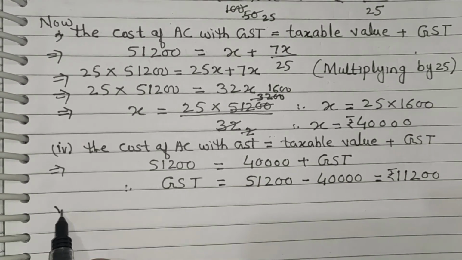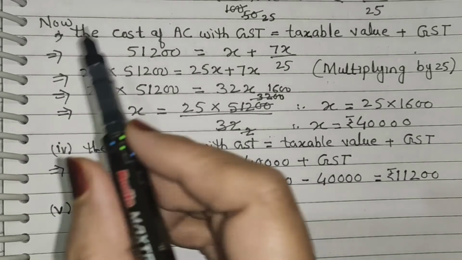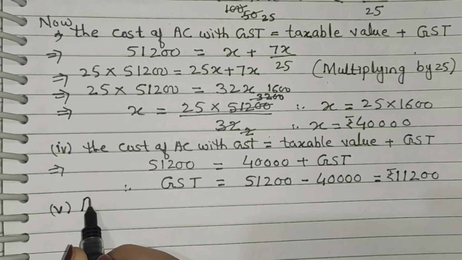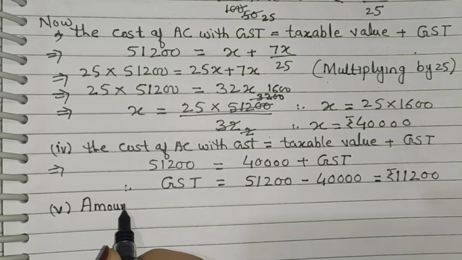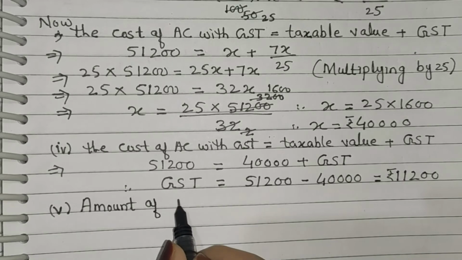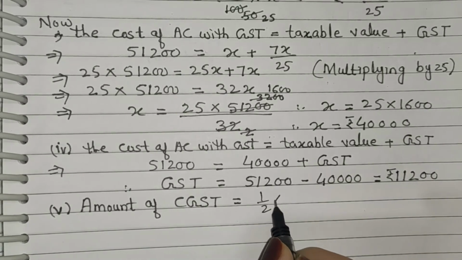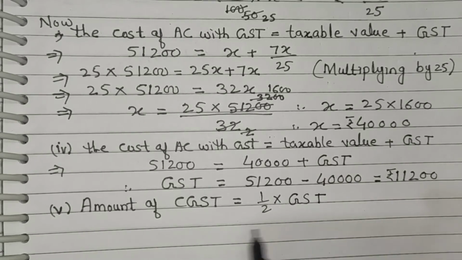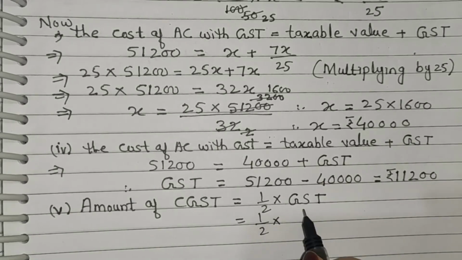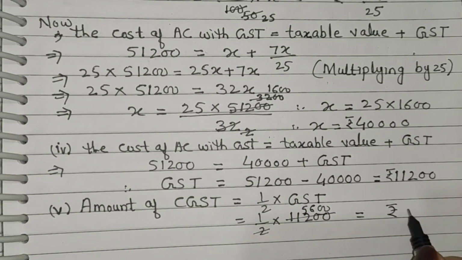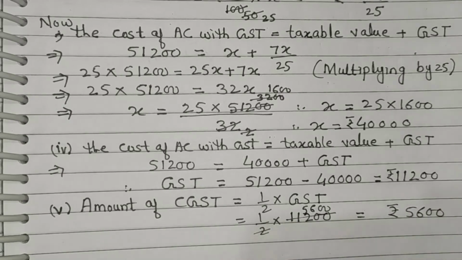Now next one is amount of CGST. We know that amount of CGST is equal to half of GST. Therefore half into, now the amount of GST is 11,200. Now cancel it, 2 5s are 10, 2 6s are 12, 0 0. Now we get here rupees 5,600.